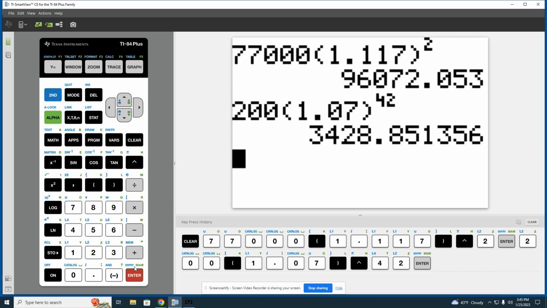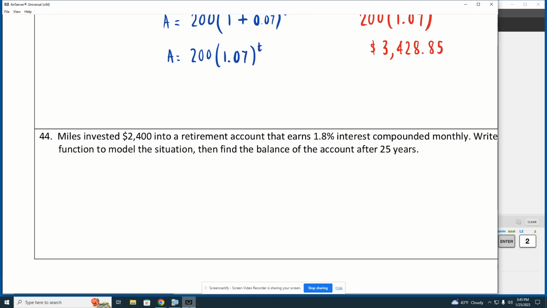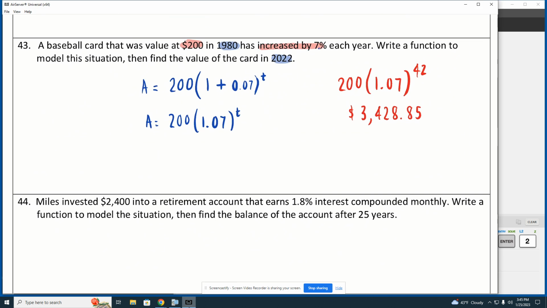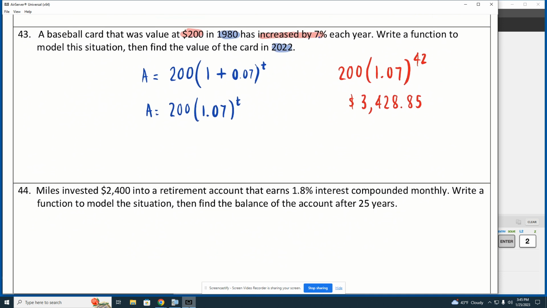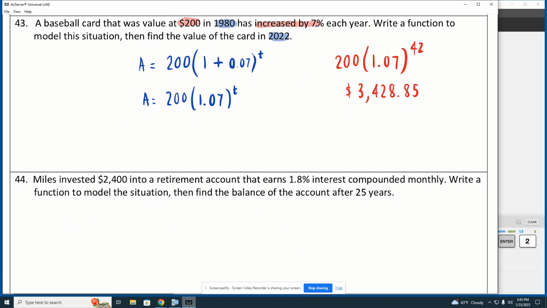Okay, let's move on down. Let me put that back up in case you didn't write it down. Let's move down to number 44. I'll leave that up for a second while you still write. Miles invested $2,400 into a retirement account that earns 1.8% compounded monthly. Write a function to model this situation, and then find the balance after 25 years.